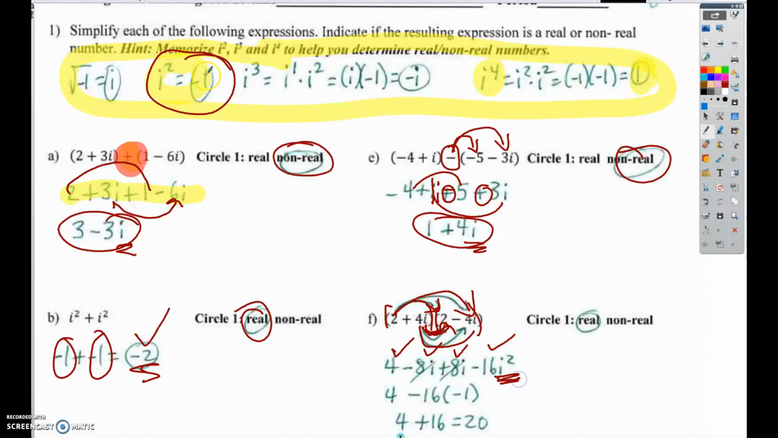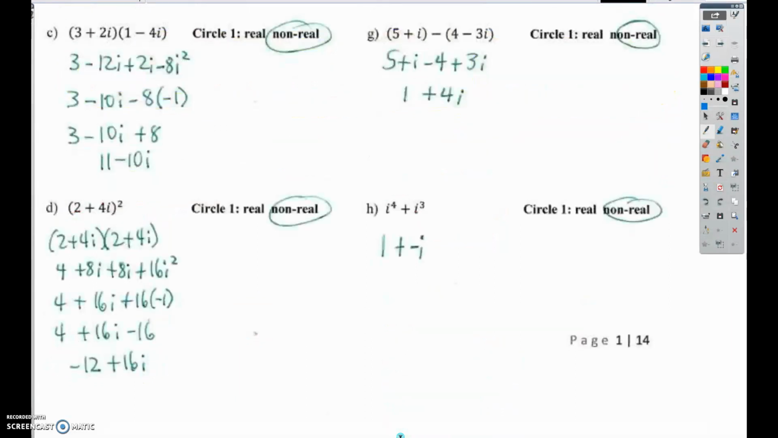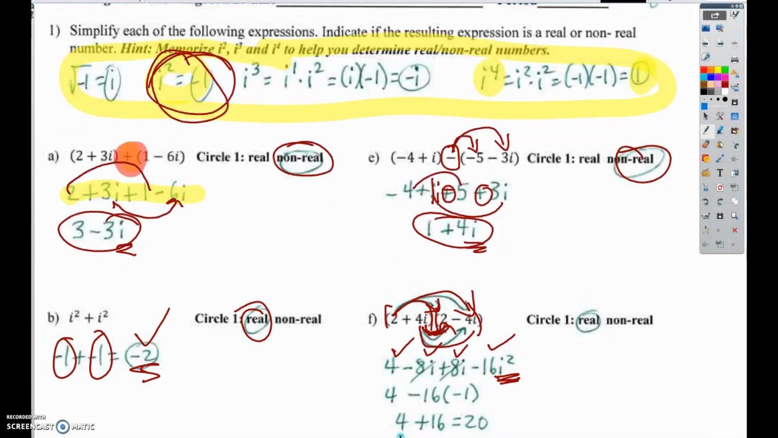i squared again goes back to our memorized list. i squared is going to be substituted with negative 1. And when I substitute that with negative 1, it becomes negative 16 times negative 1 for positive 16, and positive 4 plus 16 is 20, also a real solution.